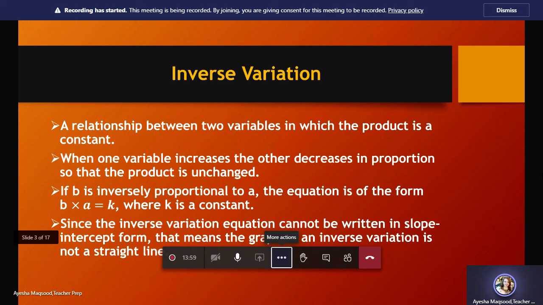First, we find the value for k. No, before k, what do we have to do? What should be the first step? We write the formula. Okay. What is the second step? Then we find the k.